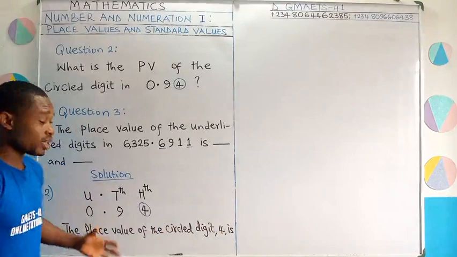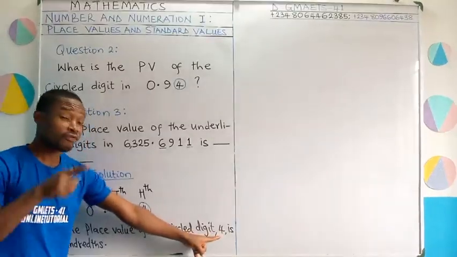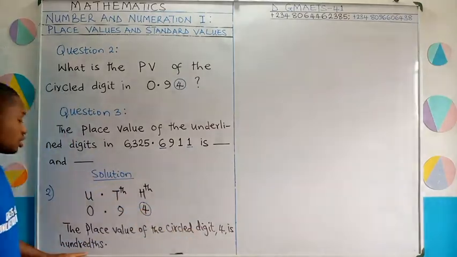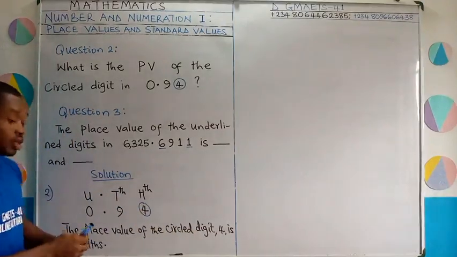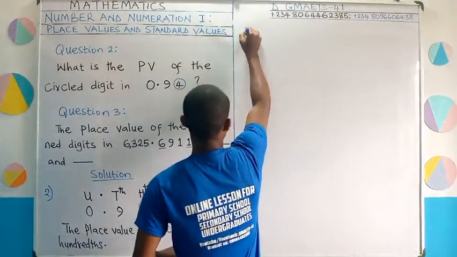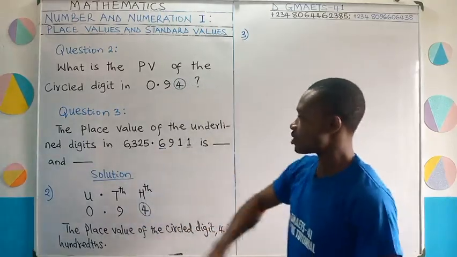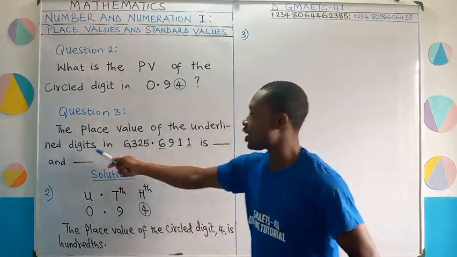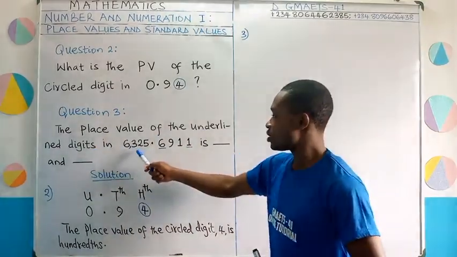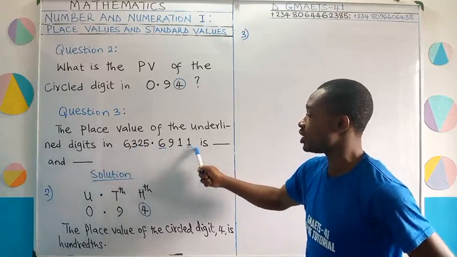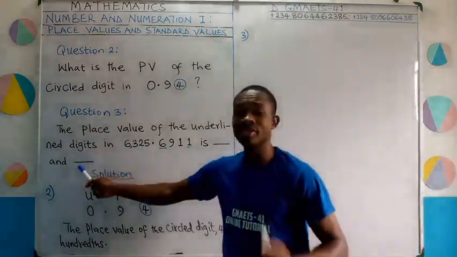So that's the answer. The place value of the circled digit, 4, because 4 is the circled digit here, is hundreds. This will take us to the solution to question number 3. In that question number 3, we are asked the place value of the underlined digits in 6,325.6911 is dash and dash.